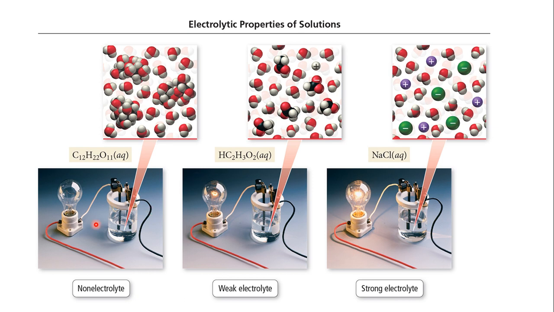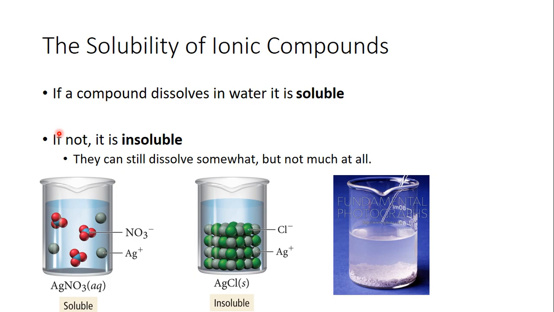As shown here, we have sugar, not an electrolyte, which does not make the light bulb go on. Acetic acid, a weak electrolyte, you get some light. But when you have salt in water, you get a lot of light because it can conduct a lot of electricity.